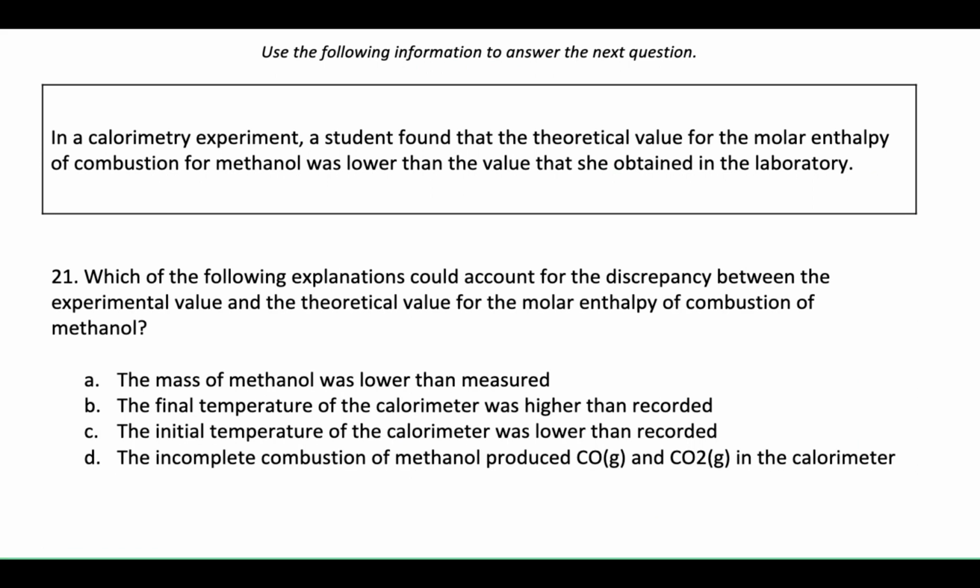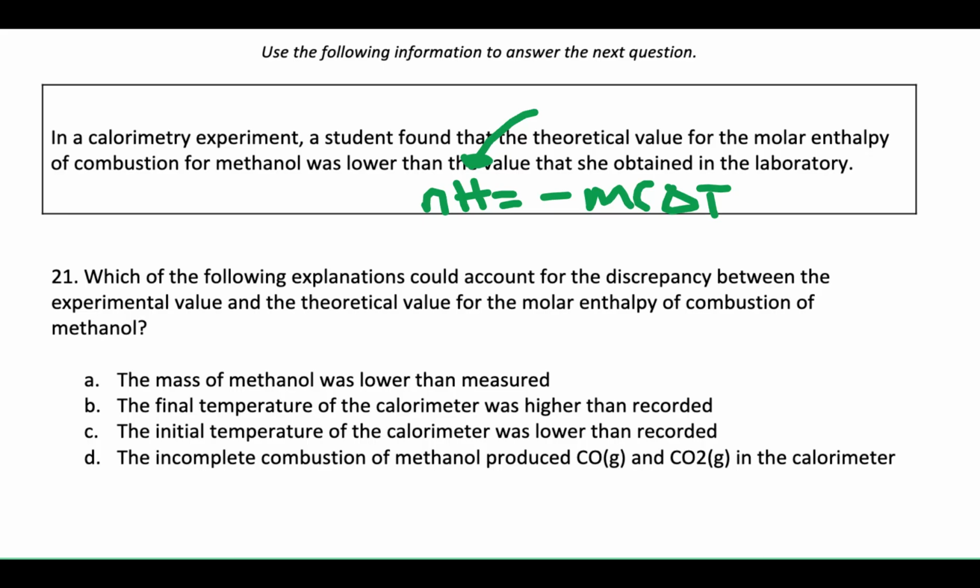Question 21. So we have some information about an experiment, and it was found that the theoretical value was lower than the actual value. So I feel like with this one, you can play around with it a little bit and see which one could explain. So if I'm looking at my nH equals negative mC delta T, and looking at this H value, what would make this H value lower than the theoretical value? So the one asking about the mass that was lower than measured, that would actually make it higher.